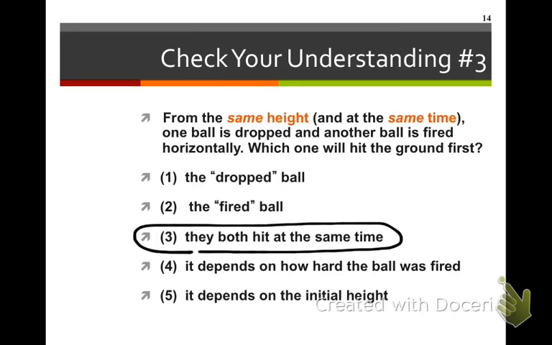So that's going back to that problem before, where one ball was dropped, the other one was kind of pushed in the horizontal direction. Even though one might be moving in that x direction, they're going to have that same y component as they travel towards the earth. So it's going to be at the same time.